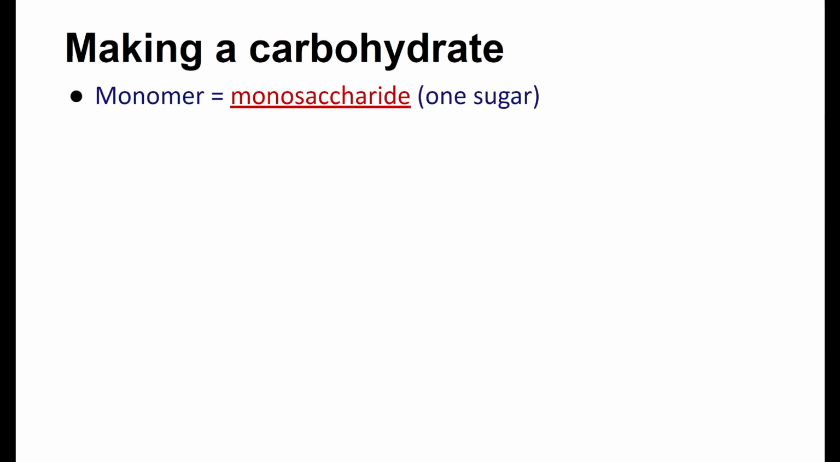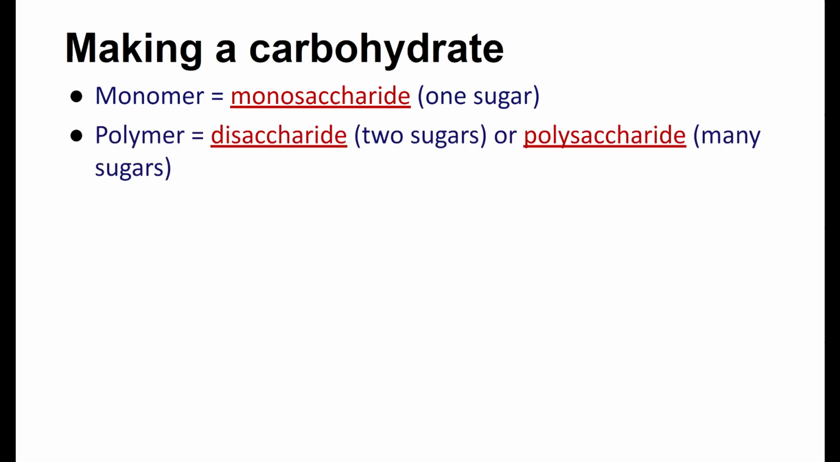All right, now let's think about how they're made. This is where those monomers and polymers come in. So carbohydrate has a monomer. Remember, that's the small, like the bead that you'll put on the string or the single Lego. It's called a monosaccharide. Mono means one and saccharide means sugar. So it means one sugar.